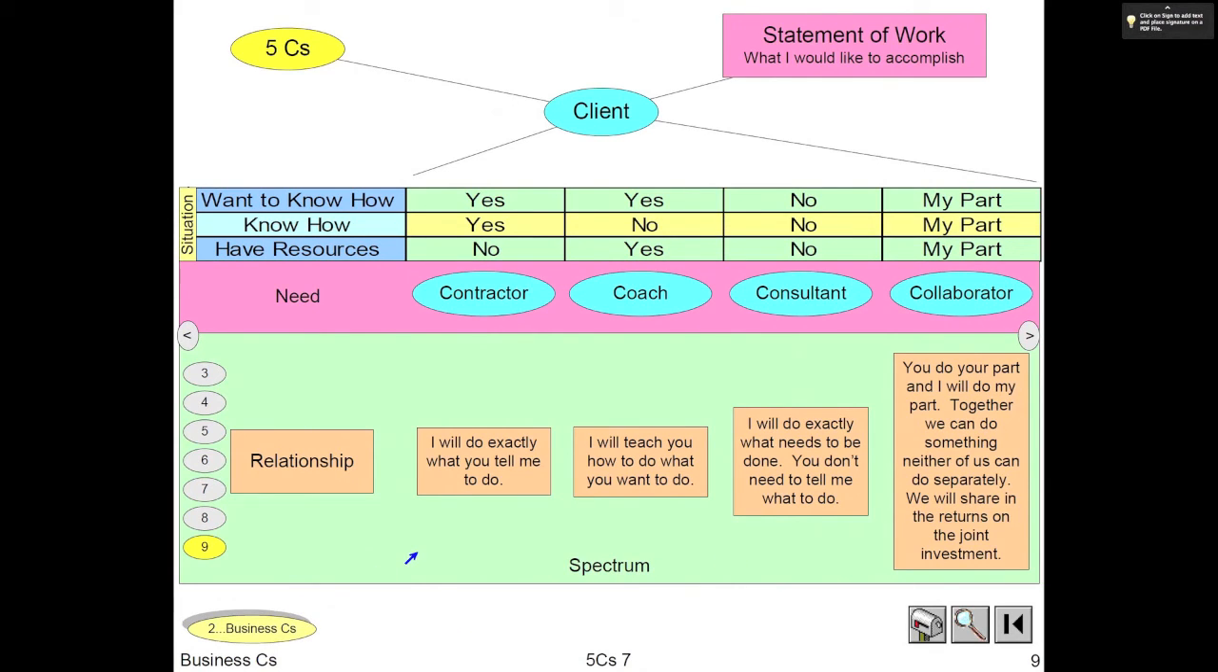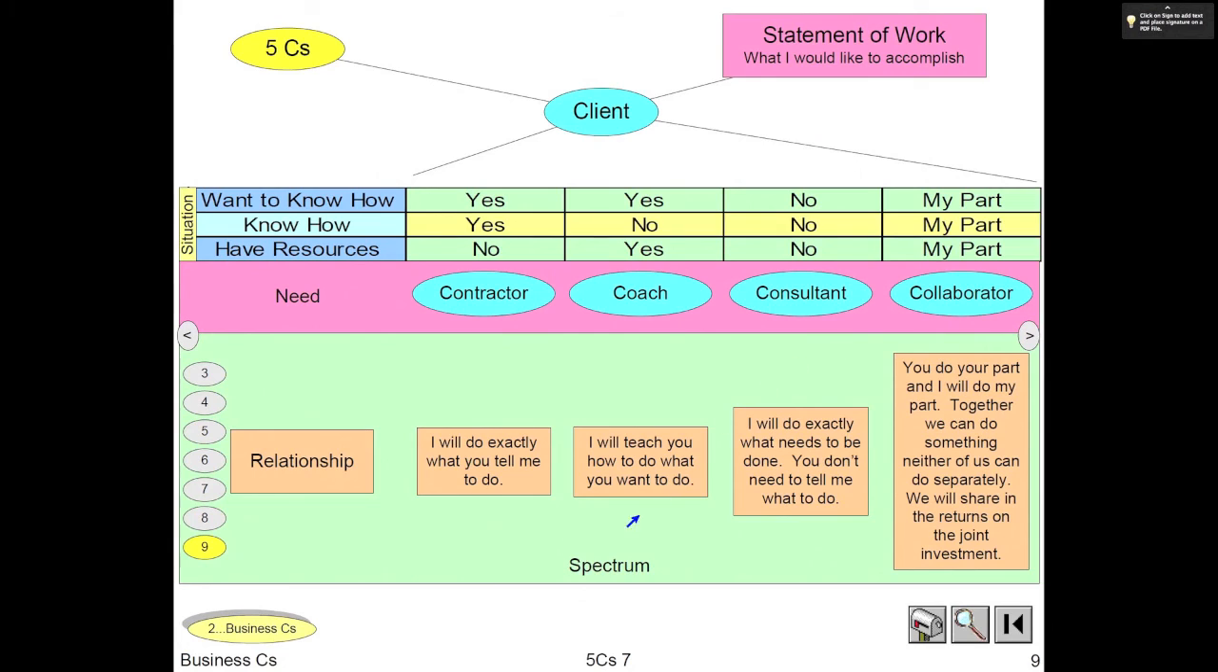So those are the 5 C's of the business: the client, the contractor, the coach, the consultant, and the collaborator. And I think regardless of the role that you are playing, I hope that you find this a valuable framework for discussing client, contractor, coach, consultant, collaborator relationships.